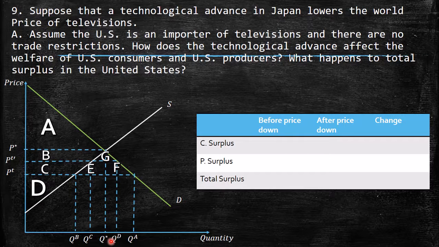And from the other side, we have the consumers. You will see here how they have to pay PT prime instead of P star. So they have kind of a benefit, and you can see that afterwards in the consumer and producer surplus. So this QD, which is the difference, the domestic supply cannot meet the demand. So this difference from QD to QC is the imports before the technological advance.